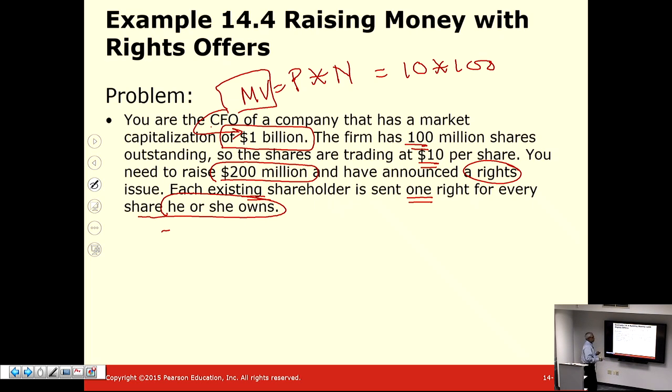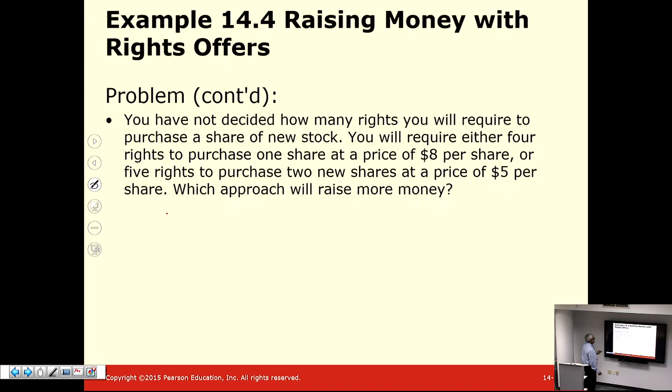Okay, so one right per share. What you have not yet decided is how many rights a shareholder will have to purchase one new stock. This is the key part. How many rights do you have to own to purchase one new stock? So there are a couple of options.